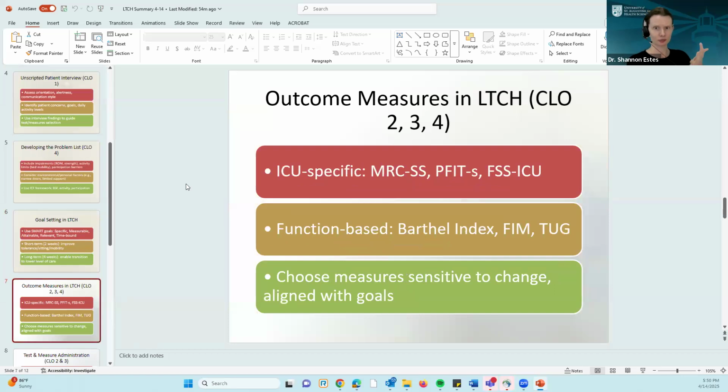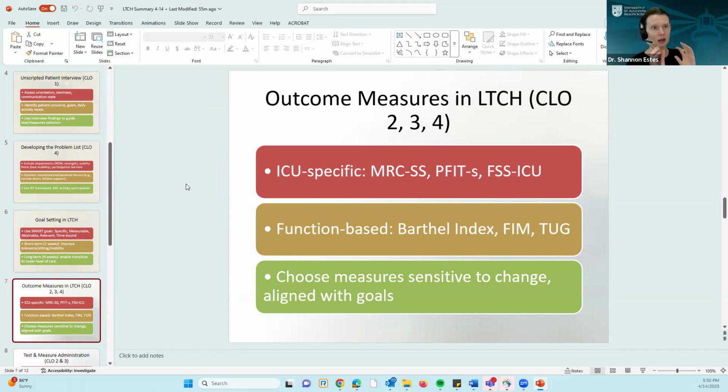Outcome measures. Now remember, LTACs do still have ICUs housed within them. So someone still could be in the ICU in a long-term acute care hospital, in which case I could still use the ICU outcome measures specifically. If they're not in the ICU, I'm not going to use the ICU measures. I'm going to use other measures that I might use elsewhere.